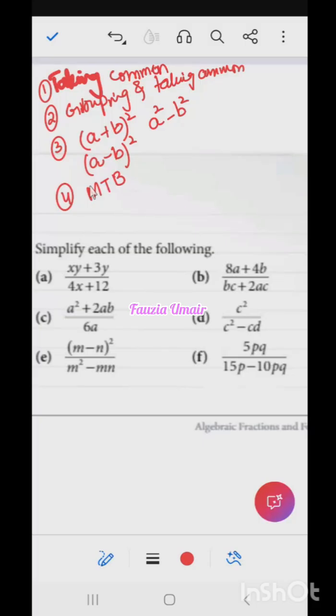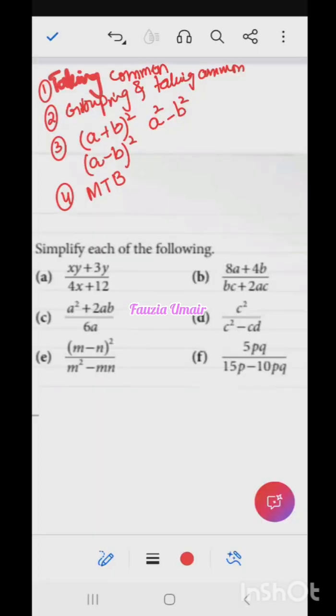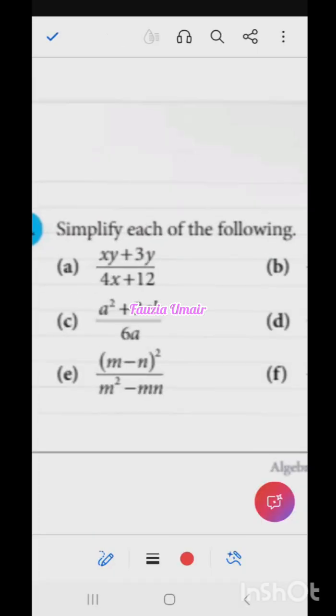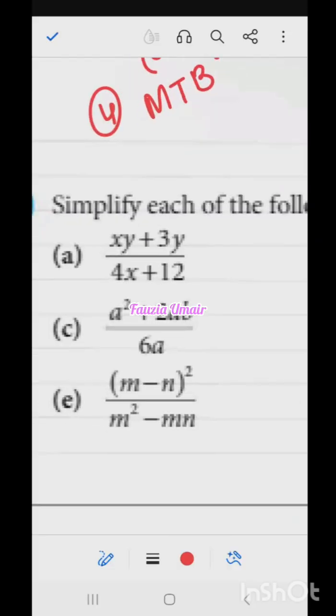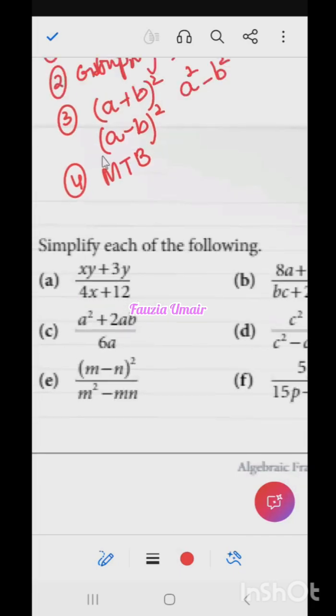Now by keeping these methods in mind, let's start checking which factorization method we can use in a particular scenario. So let's say the first question. The first question is x plus 3y divided by 4x plus 12. I want you to answer: who can tell me what would be the factorization in the numerator? How to factorize the numerator?